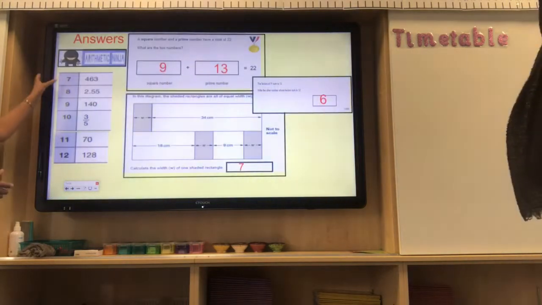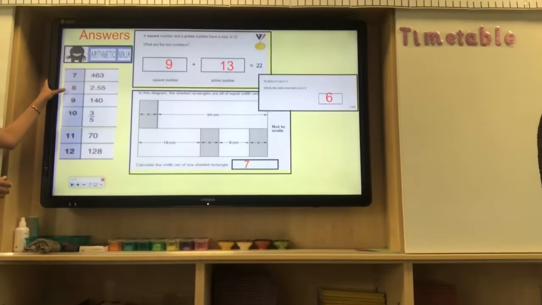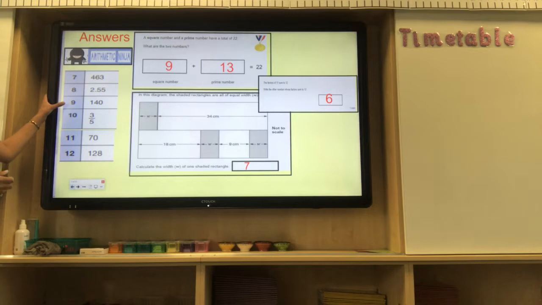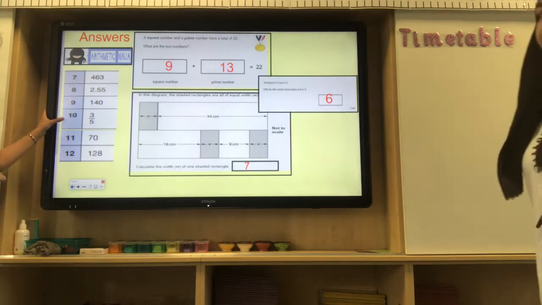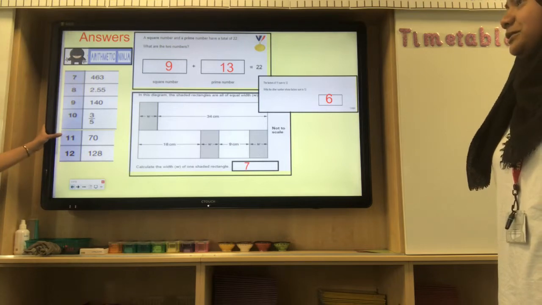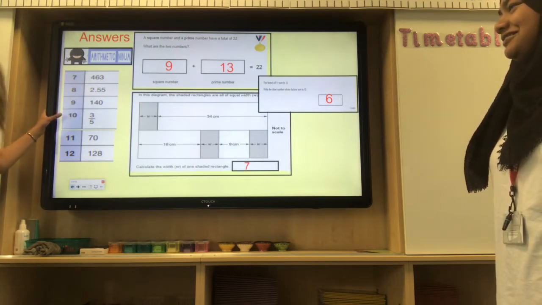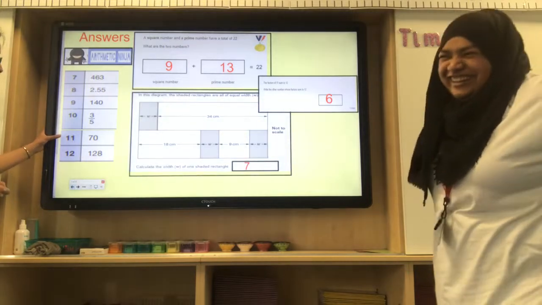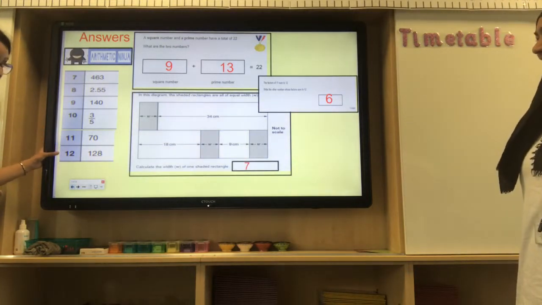Question 7 was 463. Question 8 was 2.55. Question 9 was 140. Question 10 was 3/5. You could also have equivalent fractions for that. Can you give me an example? Yeah, 6/10. Oh, nice work. 11, 70 and 12, 128.